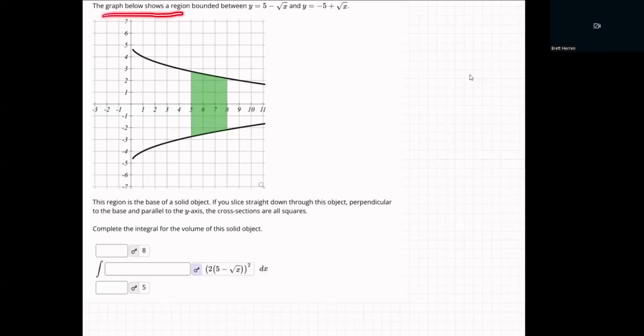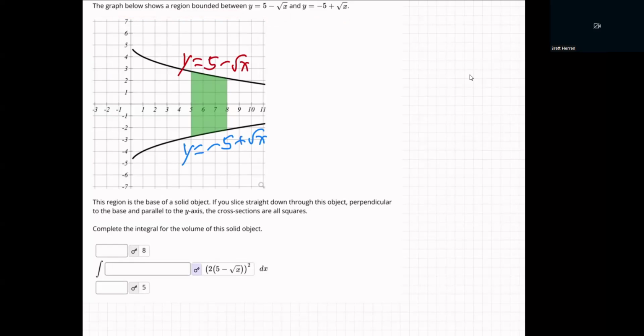This graph below shows a region bounded between y equals 5 minus root x and y equals negative 5 plus root x. So that means this function up here, this top curve, is y equals 5 minus root x. And this bottom one, I'll change the color if that helps, is negative 5 plus root x.